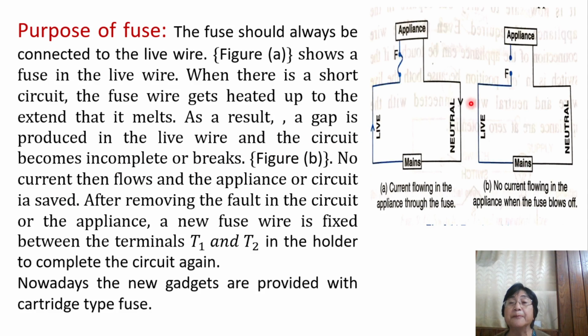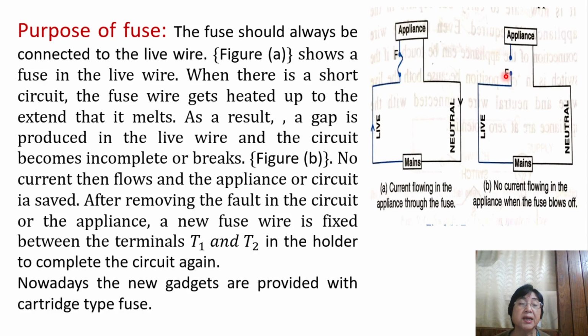Now look at figure B. This wire breaks because it melts, okay? It melts because of being overheated. So there is a gap here, there is a break here. Whenever there is a break in the circuit, no more current will pass because this circuit becomes incomplete. Current will pass only when there is a complete circuit, there is no break anywhere. Alright, so no current then flows into the appliance, and the appliance or the circuit is saved because no more current passes.